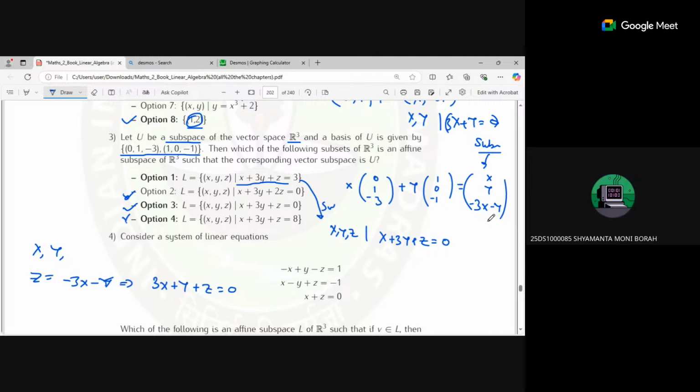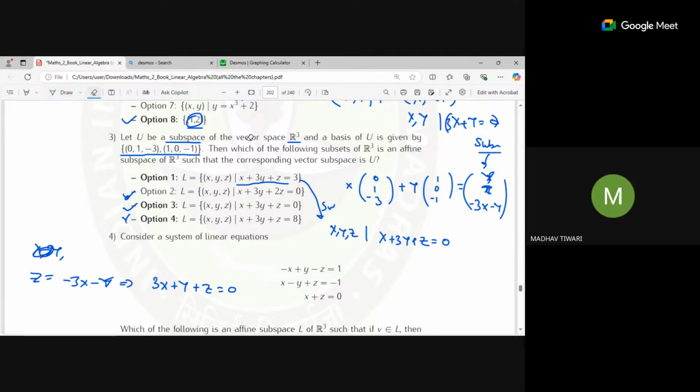But that is 3y, sir, right, sir? In the option. 3x, just a minute. Let me check this. Sir, in the first step, when you write x into vector one and plus the addition, it is y, x, minus 3x minus y, isn't it? Yeah, minus 3x minus y, your third component. No, no. First one is y, and then second one is x.